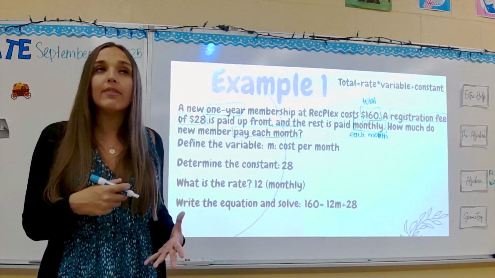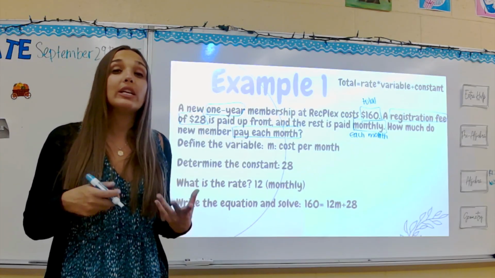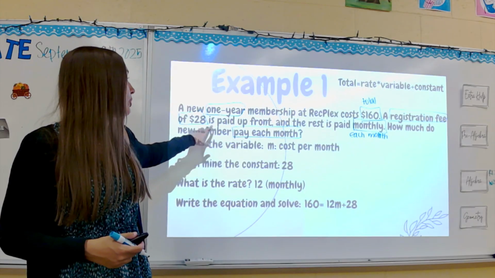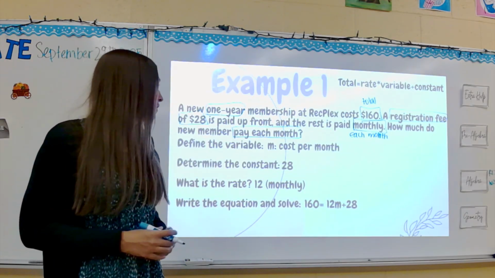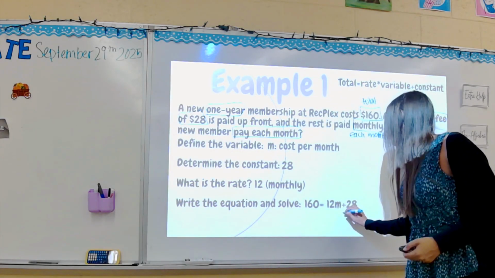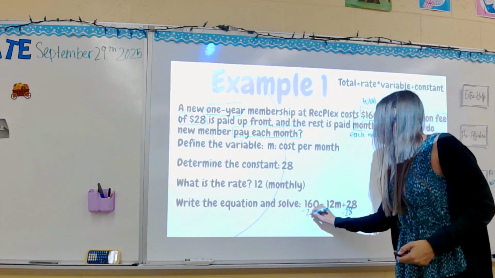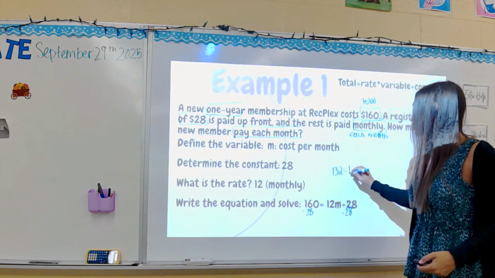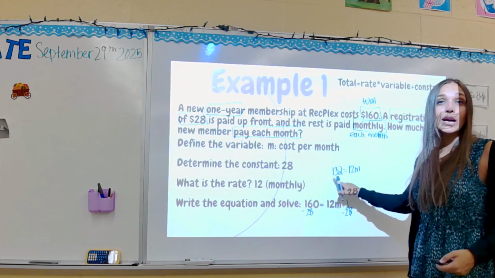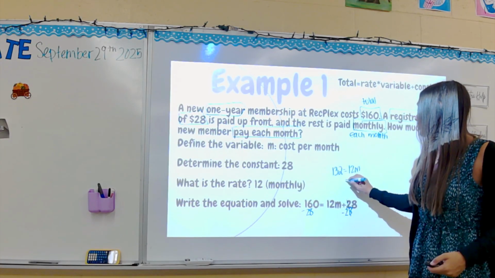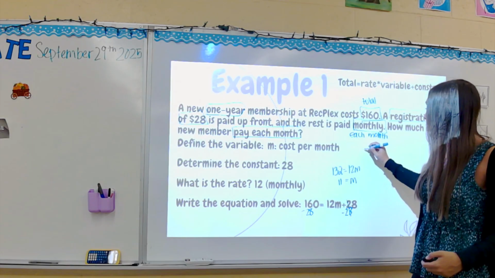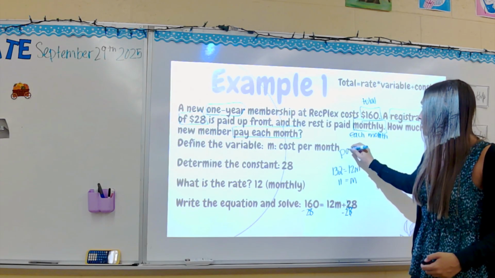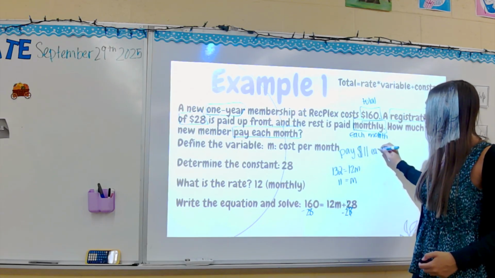But it's not just enough to create the equation, to write it down. We need to also solve it. So I'm going to solve for m because they're wondering how much do I have to pay per month. So I'm going to subtract 28 over. And I get 132 = 12m. I divide both sides by 12. Then I get m = 11. So members will pay $11 each month.